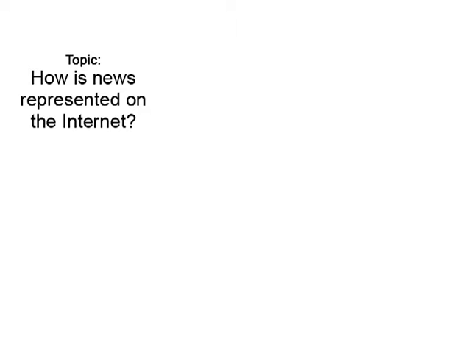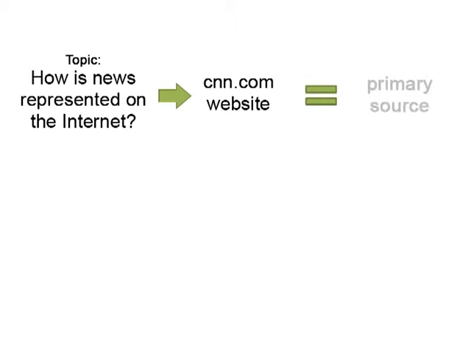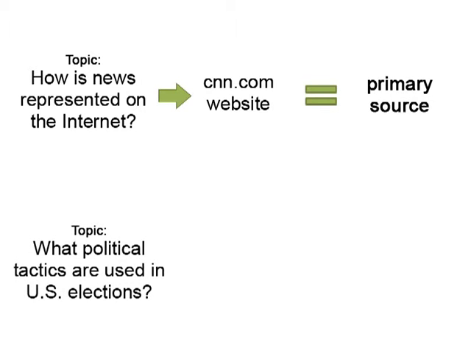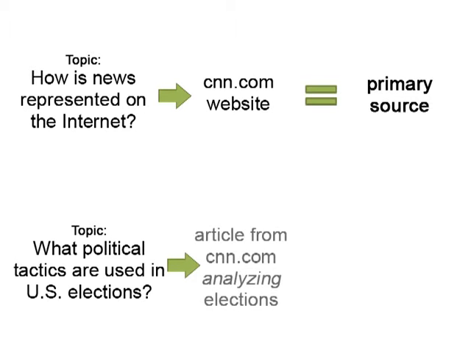For example, if you are writing about how the news is being represented on the Internet, a news site like CNN might be considered a primary source. If you're studying news on the Internet, CNN.com represents the object that you're studying. However, if you're writing about political elections and you find an article on CNN.com that analyzes them, the article would be considered a secondary source. Since in this case you're studying the elections, an article on CNN.com is one step removed from your topic.